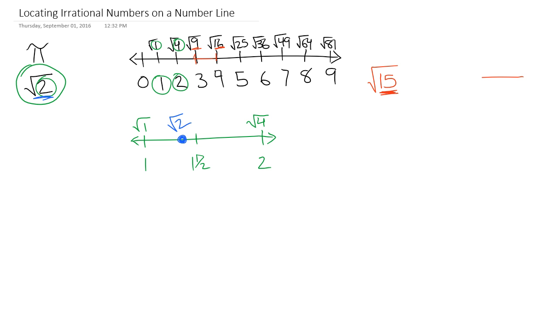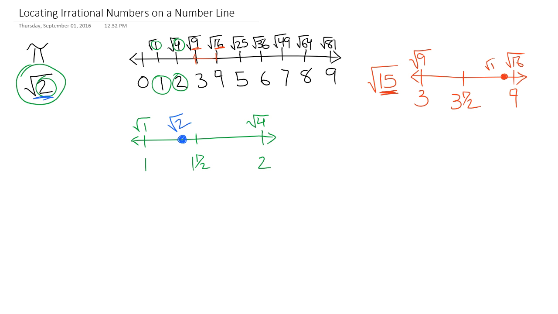So let's zoom in on our number line, and we see that we are between 3 and 4. Again, I'll put up the square root of 9, square root of 16, and halfway between would be 3 1/2. And as I look at this, the square root of 15 is going to be really close to the square root of 16. So I'm going to put it about right in there.